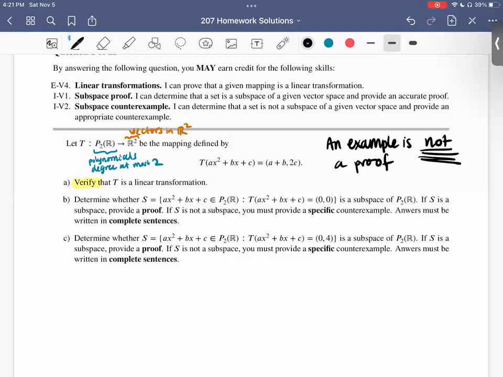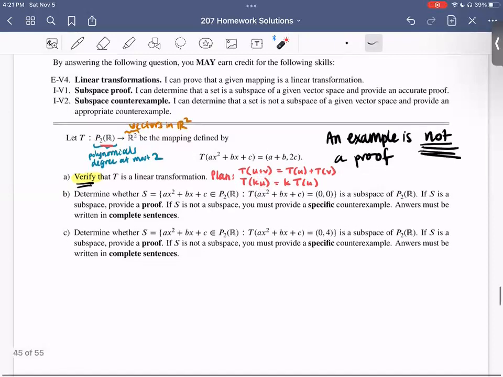So let's verify that this is a linear transformation. Our plan for doing that is to show that if I take the transformation of 2 vectors in P2R, then I will get the sum of the transformations. And I also want to show that if I transform a scalar times a vector, I'll get the scalar times the transformation. So we need to identify what these objects are, first of all.